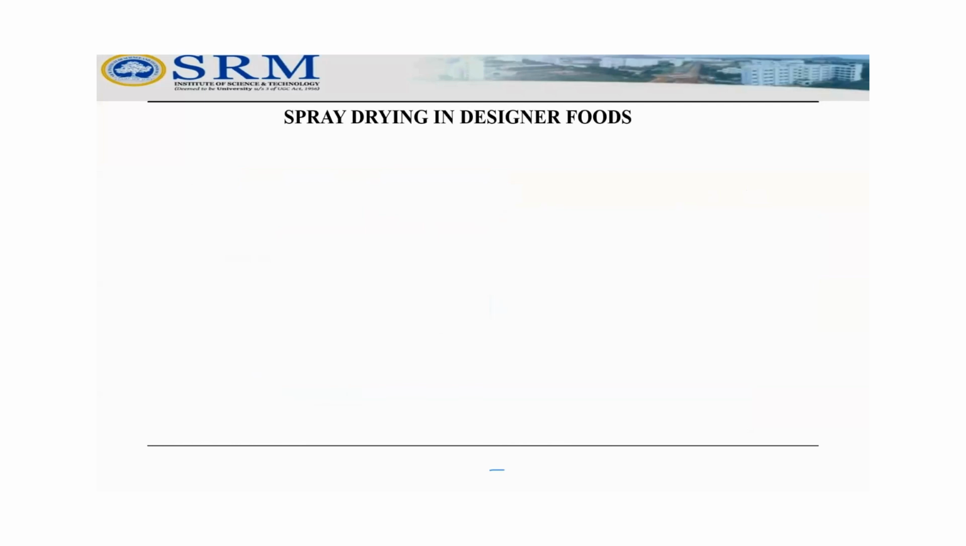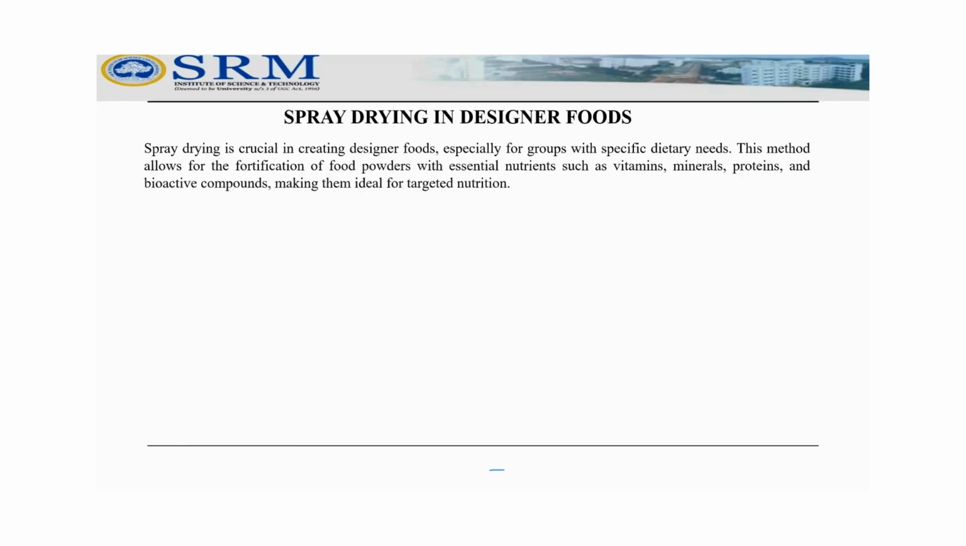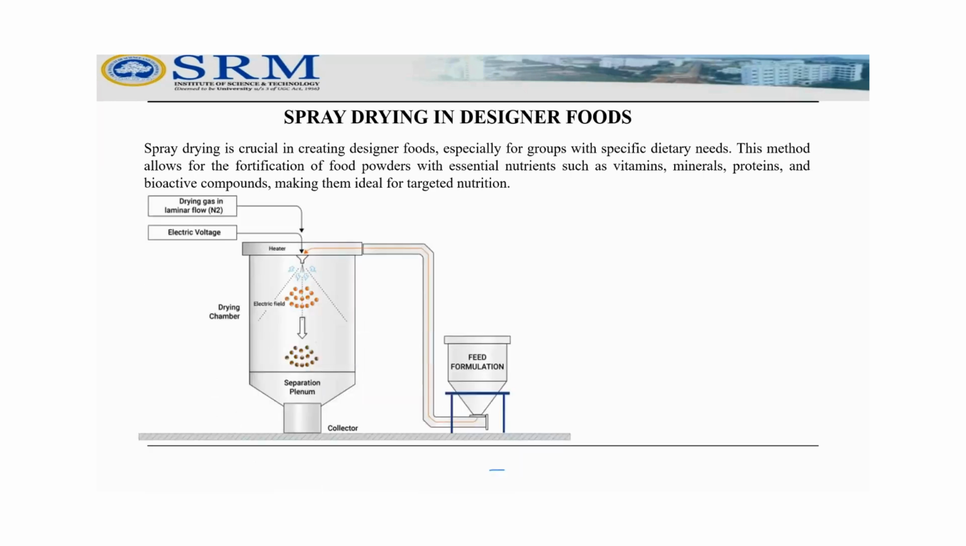It is a very common technology adapted for designer food products. If you want to provide any designer food in powder form, we can go for spray drying. All will know how spray dryers work. In spray drying, we need to spray the food through a spray nozzle with appropriate inlet temperature and outlet temperature through the drying chamber.